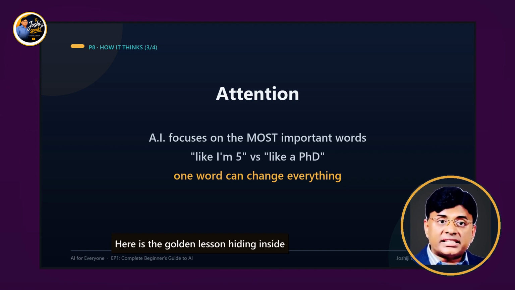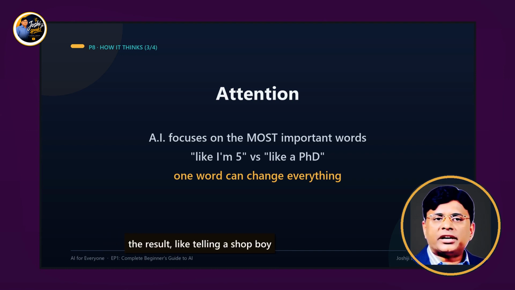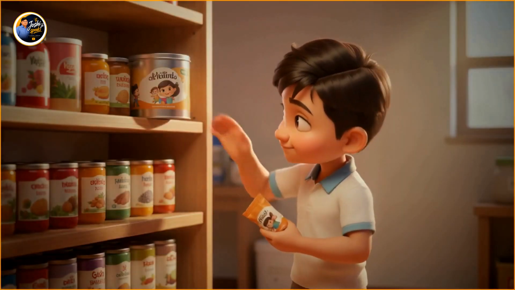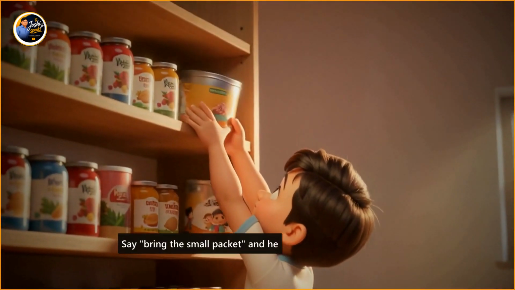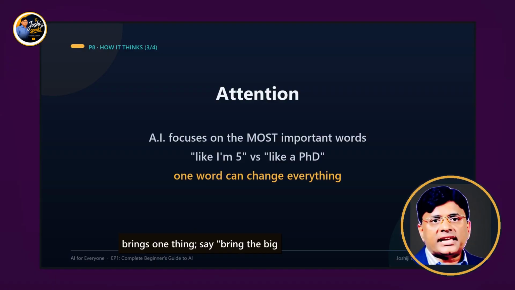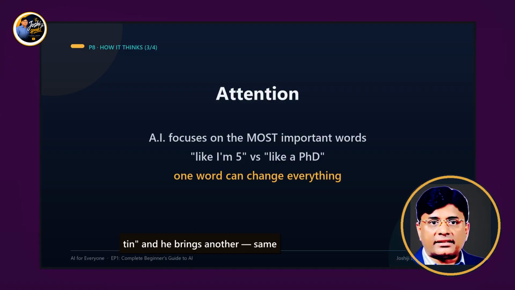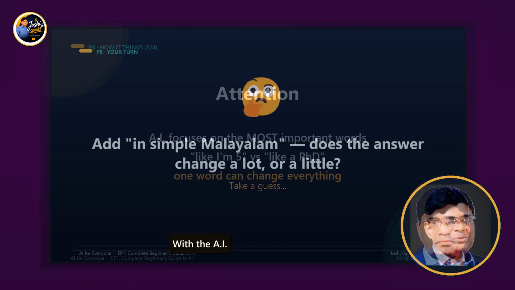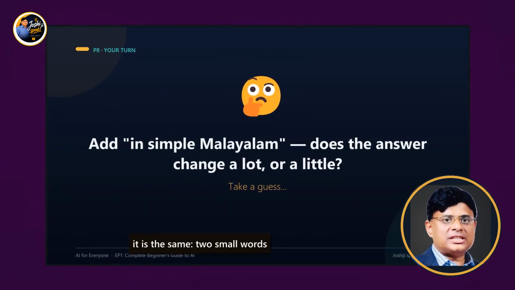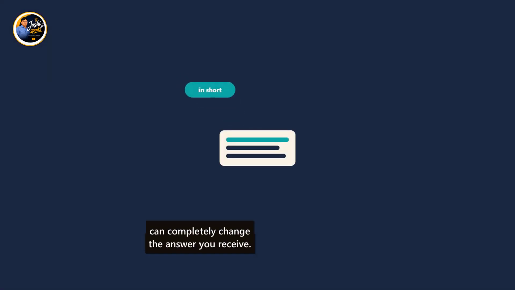Here is the golden lesson hiding inside attention. Every word you choose steers the result, like telling a shop boy exactly what to fetch. Say, "Bring the small packet," and he brings one thing. Say, "Bring the big tin," and he brings another. Same shelf, different words, a different result. With the AI it is the same. Two small words can completely change the answer you receive.